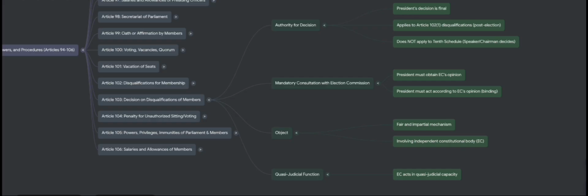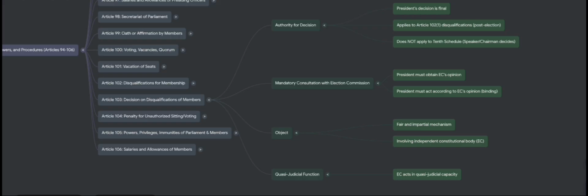It's crucial, though, to remember the scope here. This applies only to disqualifications incurred after being elected and only under the grounds listed in Article 102, Clause 1, like office of profit, unsound mind, insolvency, citizenship issues, or RPA violations arising post-election. It does not cover pre-election disqualifications. Those are challenged through election petitions in the high courts. And very importantly, it does not cover disqualifications under the 10th Schedule for defection. As we just discussed, defection cases are decided by the Speaker or Chairman. This clear demarcation avoids jurisdictional confusion.